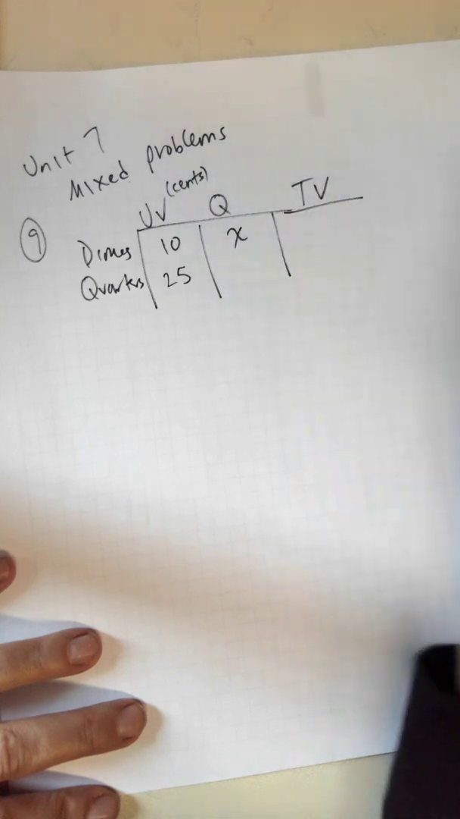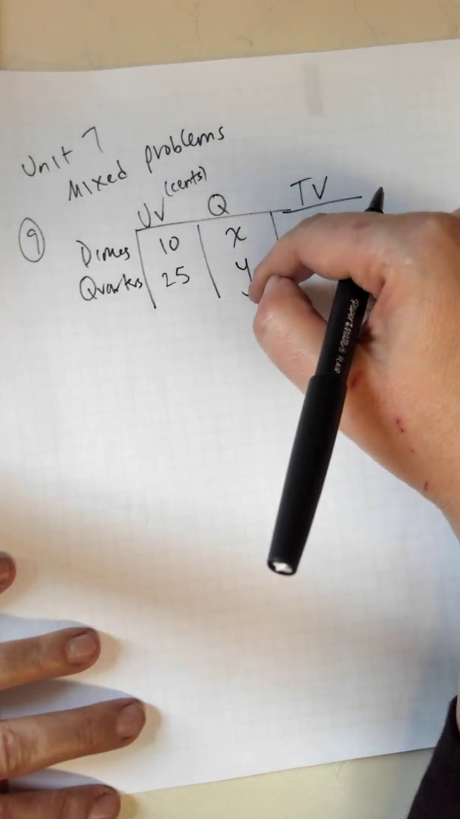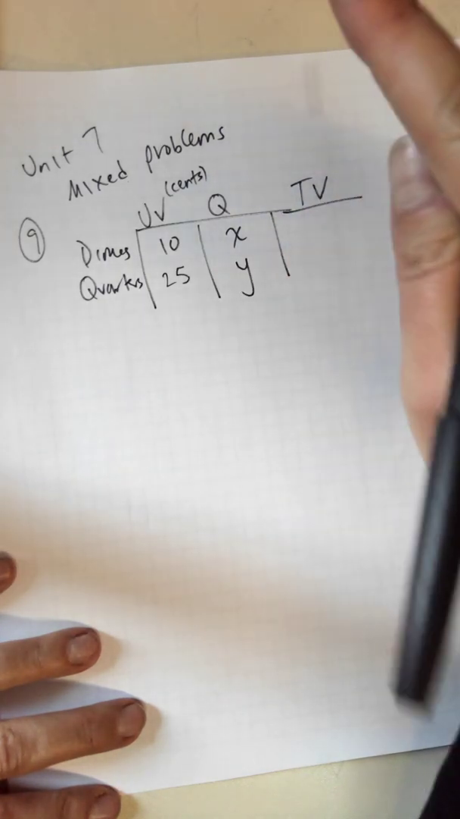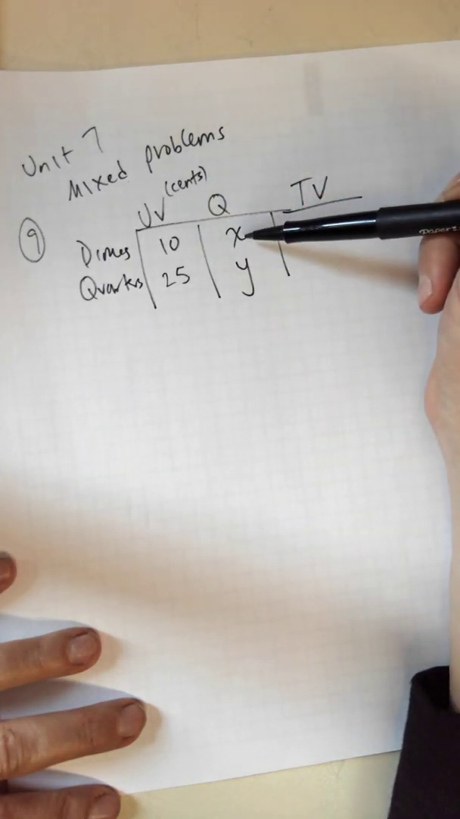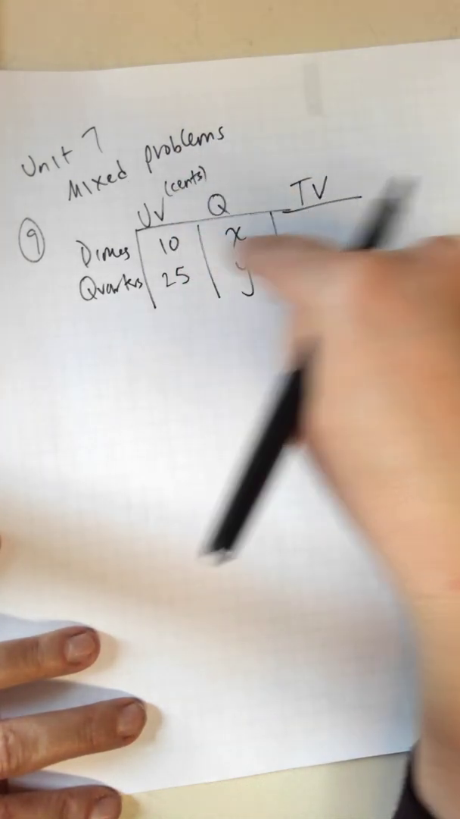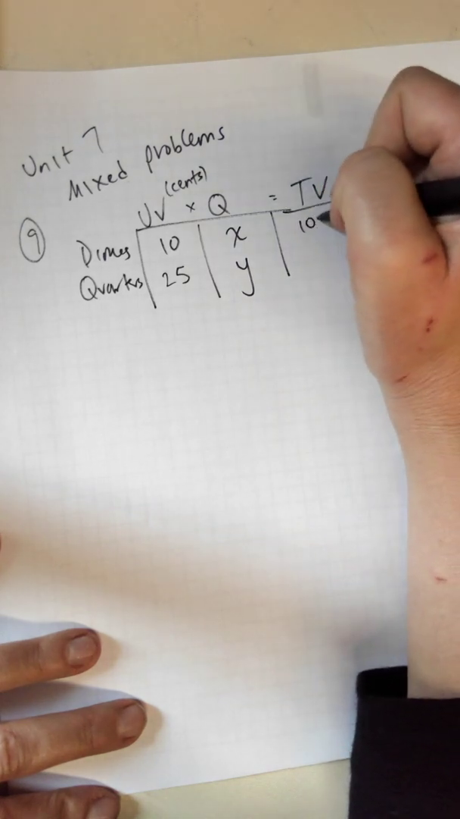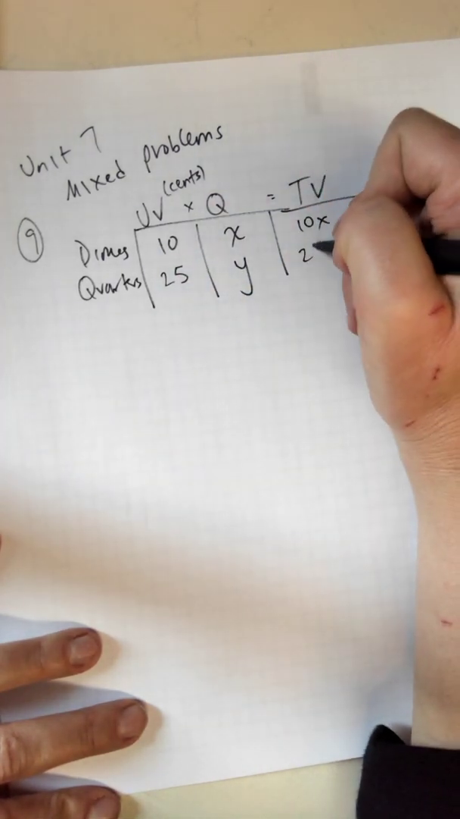I don't know how many dimes I have. I don't know how many quarters I have. And I don't know how many coins I have. If I knew how many coins I had, I could use one variable. But since I don't know how many coins I have, I'm going to use 2. And the total value, we just multiply across. So we multiply across: 10x, and this becomes 25y.